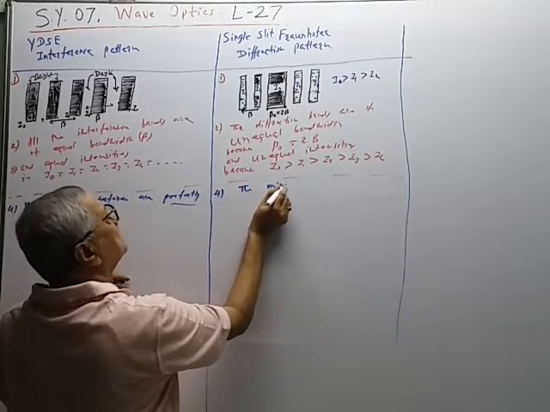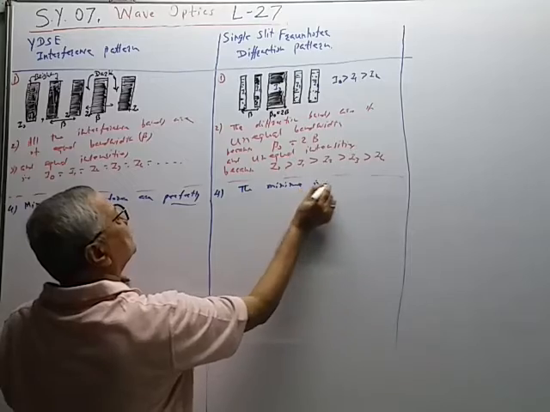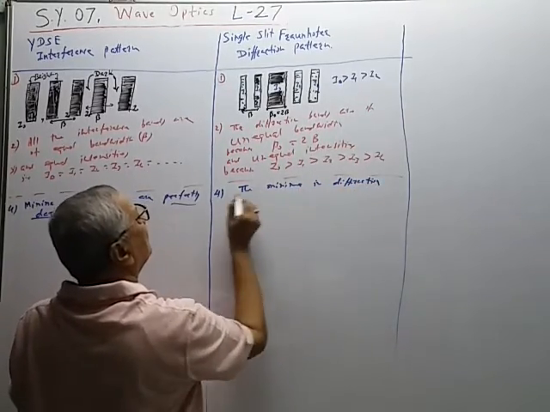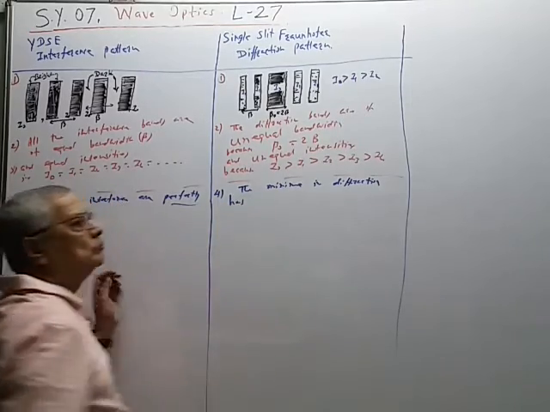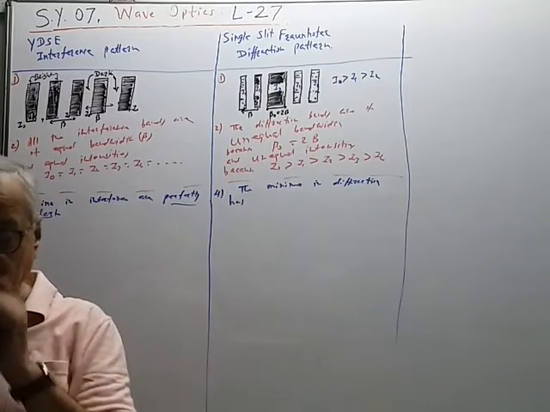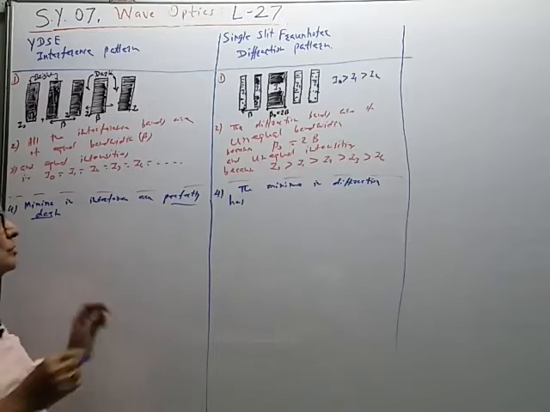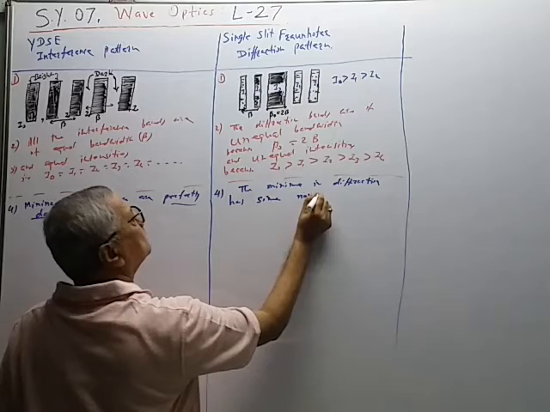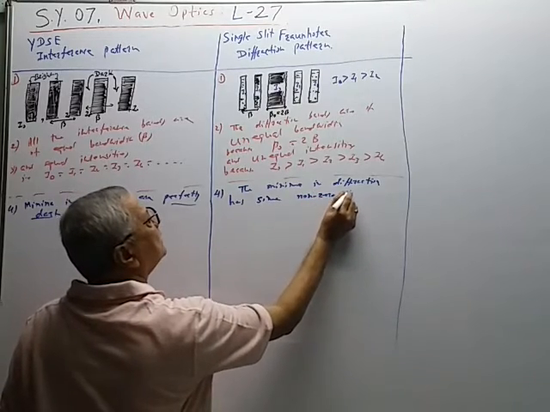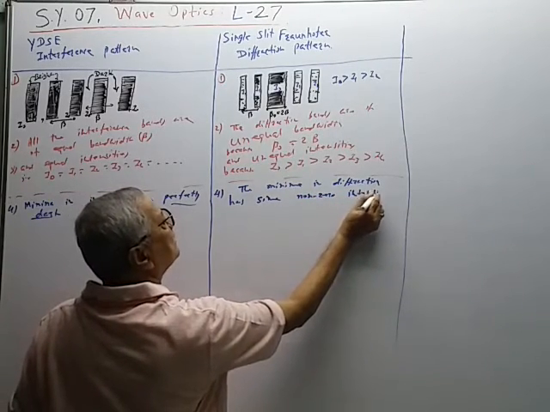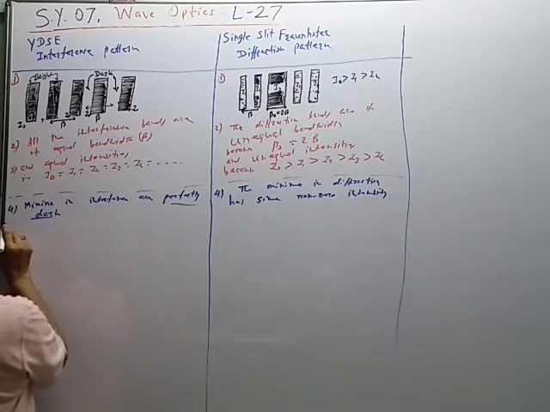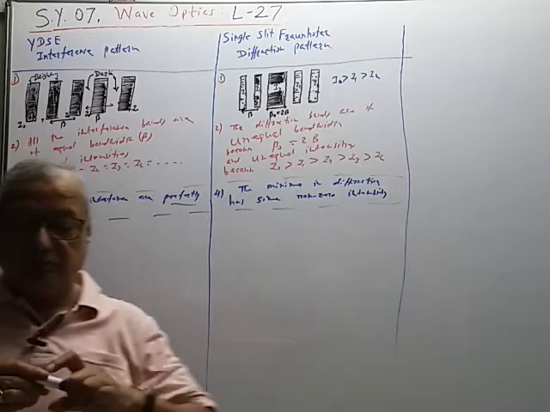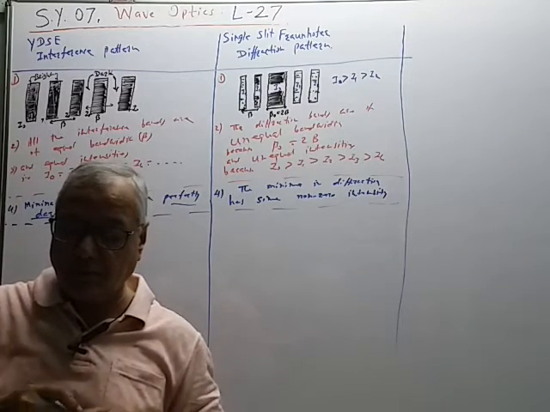The minima in diffraction has some non-zero intensity, so they are not perfectly dark. They are not perfectly dark.